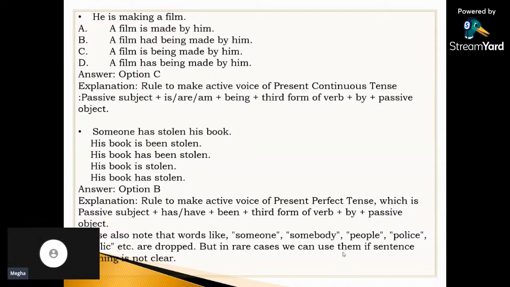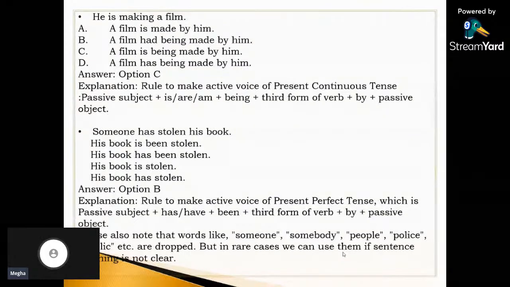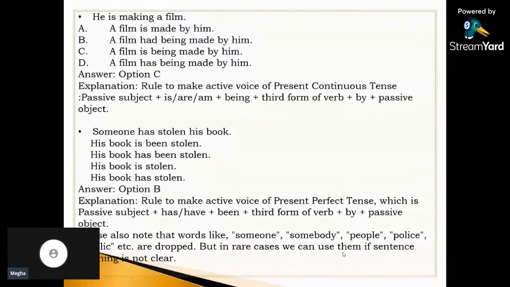A film is made by him? No, because he is making a film. It is present continuous. Okay, he is still making. It is in present tense and continuous because they have not mentioned made a film. He has made a film means it will be past, correct? He is making a film, so present continuous. So it has to be changed to a film is being made by him. See how the third form verb is being used here, made by him.